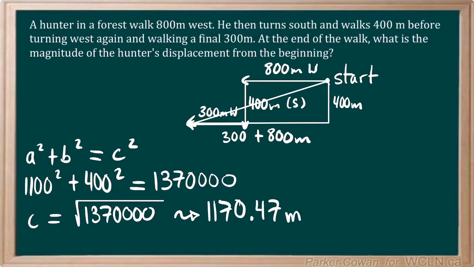And this hypotenuse, like I say, is going to be equal to our magnitude. And so that is the distance from the start to the finish. All right, so that's all for this one.